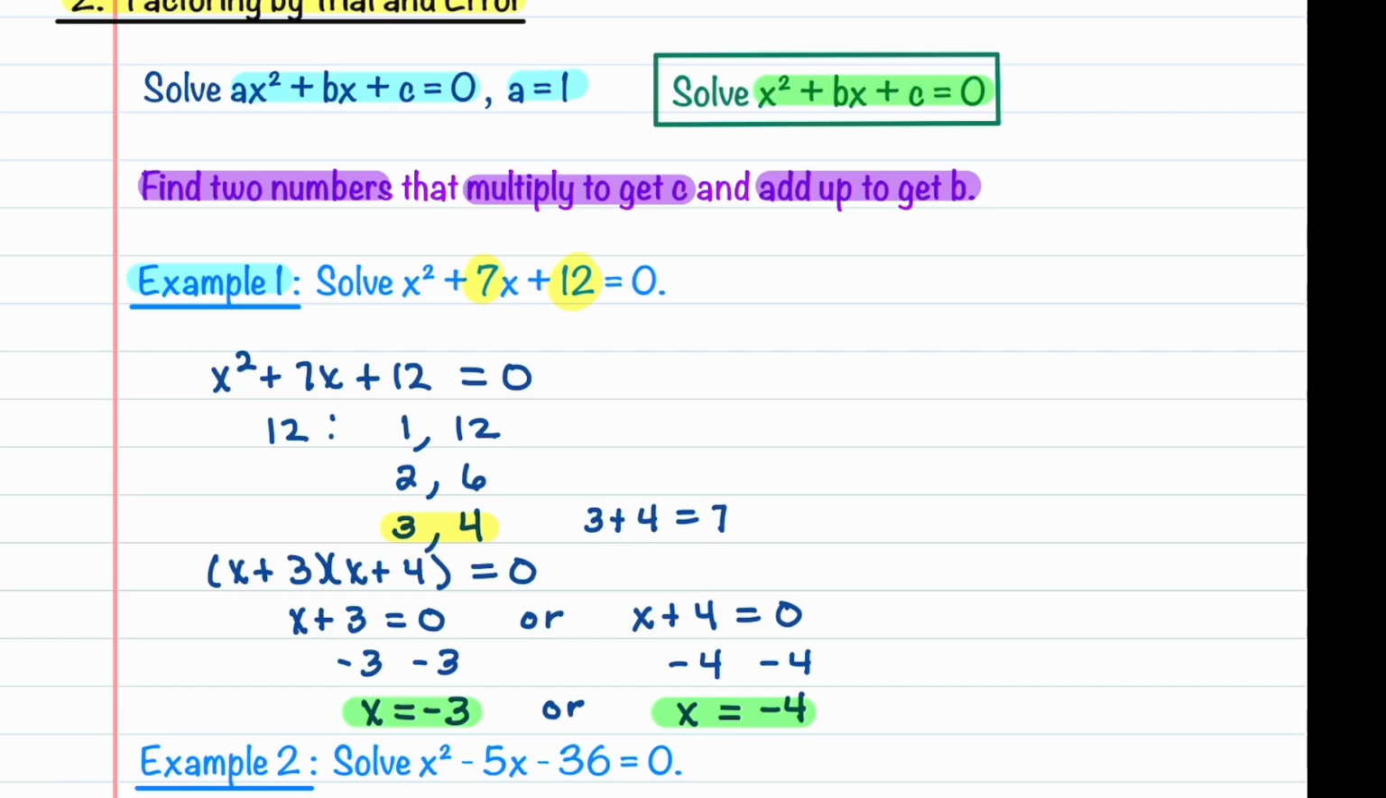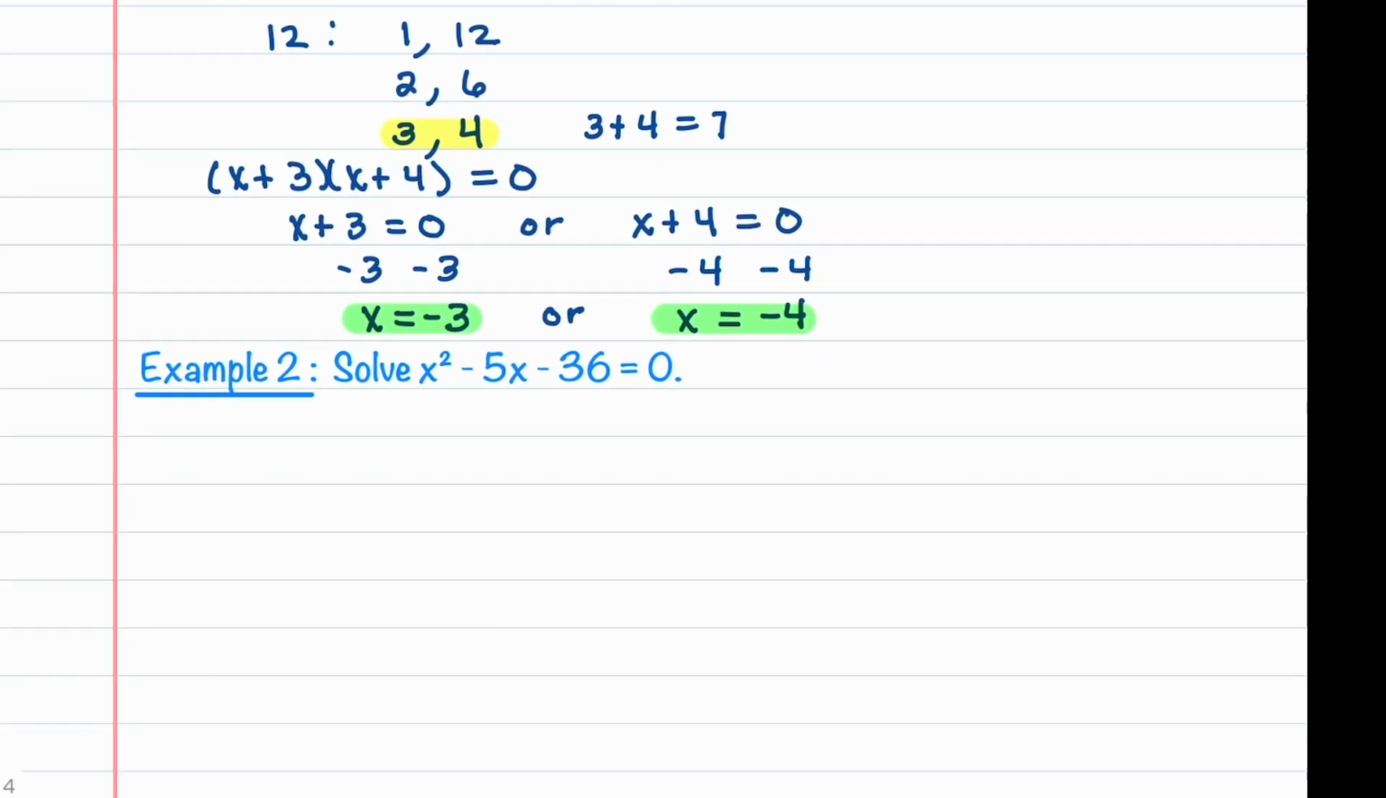Let's now try another one. You may want to pause the video and see if you can try this one on your own. We are going to solve x squared minus 5x minus 36 is equal to 0. This one's a little bit harder than the last one because 36 is bigger than the number we had in our first example. I think we had a 12, and it's also negative.